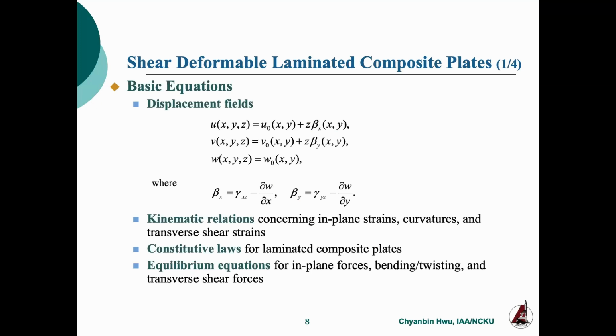So this is the basic equation for the laminate composite plates. We consider the displacement field like this, and U0, V0, W0 denote the displacement in the X, Y, Z direction of the mid-plane. And Z here, you can see, means that the thickness distribution is a linear distribution for the displacement. And beta X, beta Y here denote the slope in the X and Y directions.